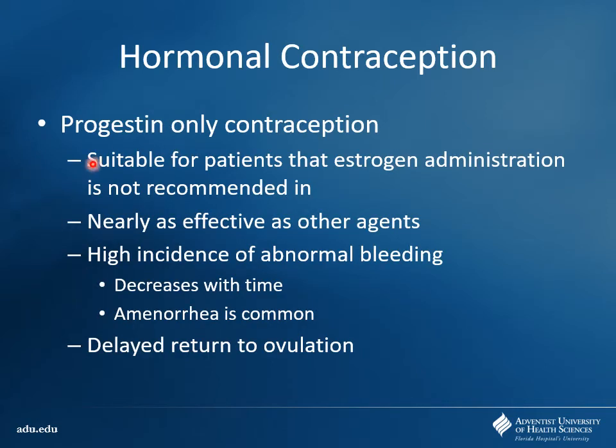Okay, so progestin-only contraception, we mentioned, is going to have a little bit higher risk for failure in some cases, but you're going to find this is going to be suitable for those who cannot or should not receive estrogen-based products, right? It's going to be nearly as effective, but the margin for error is going to be a little bit higher here. You're also going to find there's going to be a higher incidence of abnormal bleeding. This tends to decrease with time, and then amenorrhea is going to be pretty common for these patients as well. And then you can see a delayed return to ovulation, right?